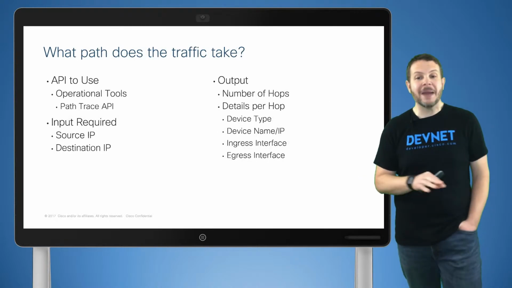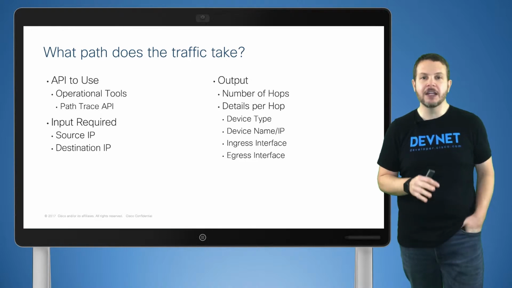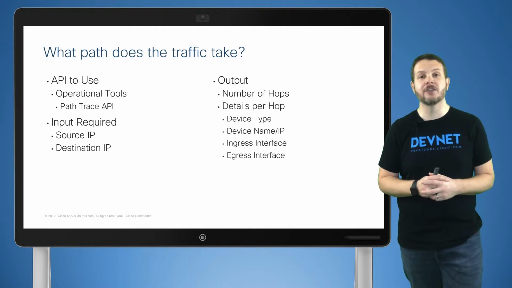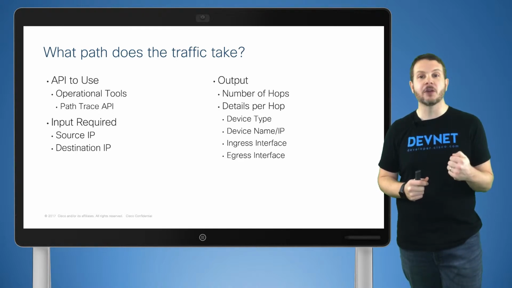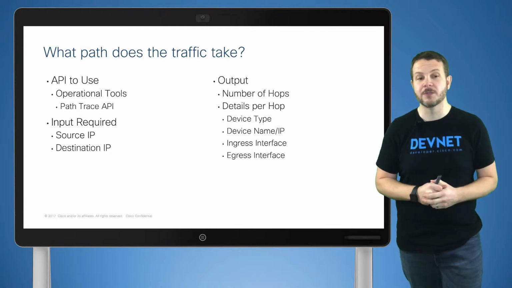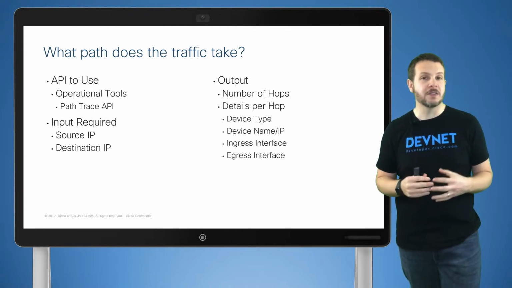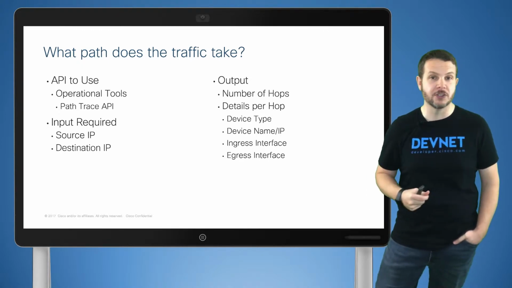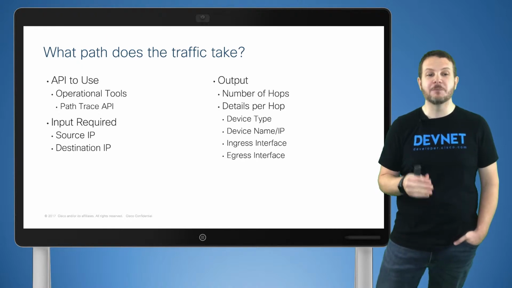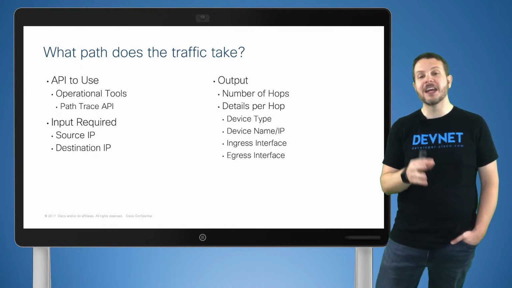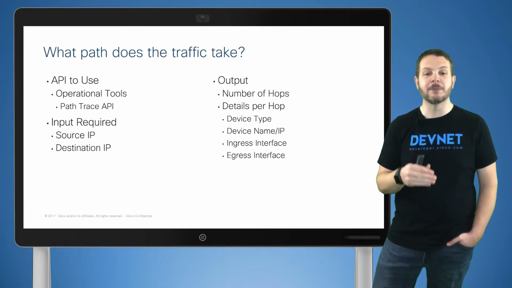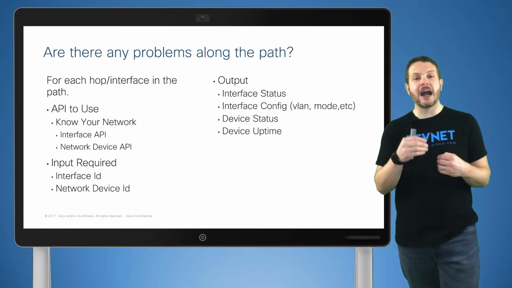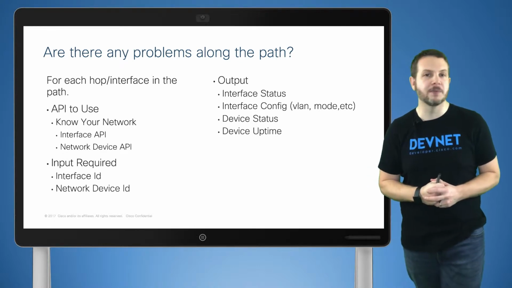In step 3, what path is this traffic taking, right? We'll go back to the operational tools and then the path trace API to take advantage of path trace, the application that's part of the assurance capabilities from Cisco DNA Center. To use the path trace API, we'll need a source and destination IP address. We will have gathered this from the host information earlier in our treasure map. This path trace will then output the number of hops and the details per hop, the device type, the interface information. And then our final step, for every hop along the path, are there any problems that we can see?